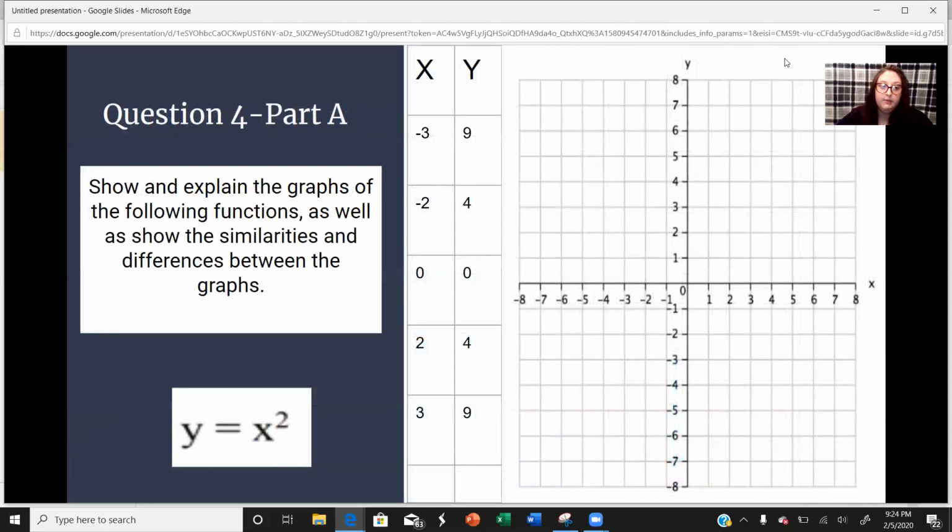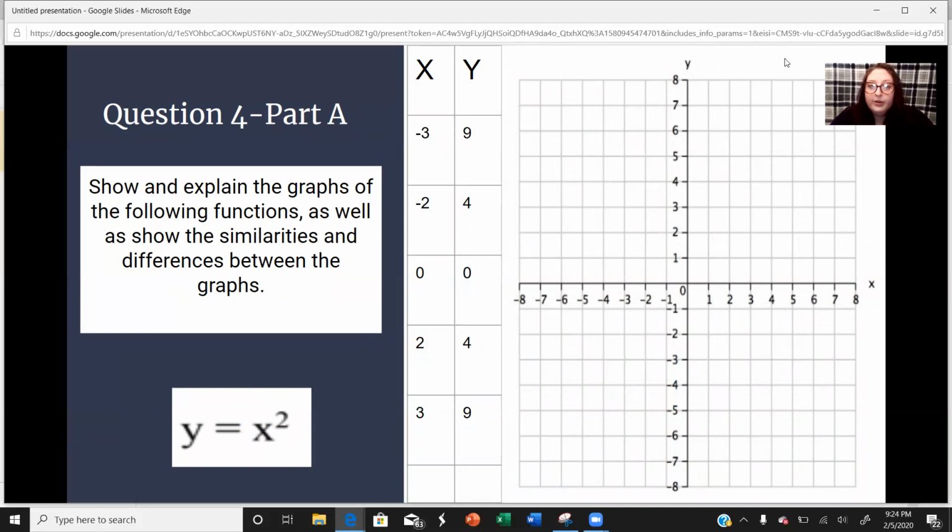Question 4, part C, or part A, excuse me. It says show and explain the graph of the following functions, as well as show the similarities and the differences between the graphs. So we're going to start with y equals x squared. So I just picked some random points for our x. I chose negative 3, negative 2, 0, 2, and 3.